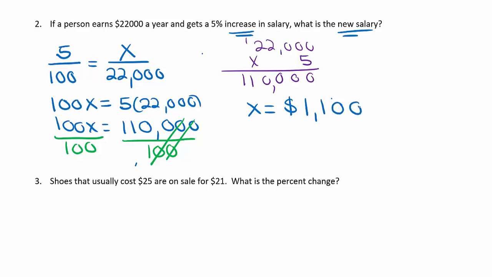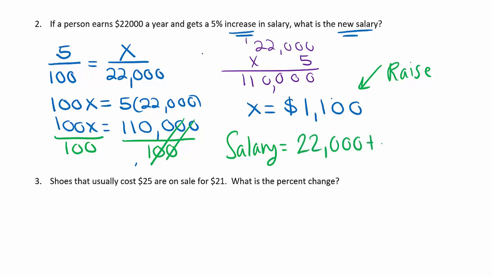Now this is a two-step problem. I'm not actually done with the problem. The 1,100 is the amount of the raise. To get the new salary, I have to take her old salary, 22,000, and add that raise. And so the new salary would be 23,100.